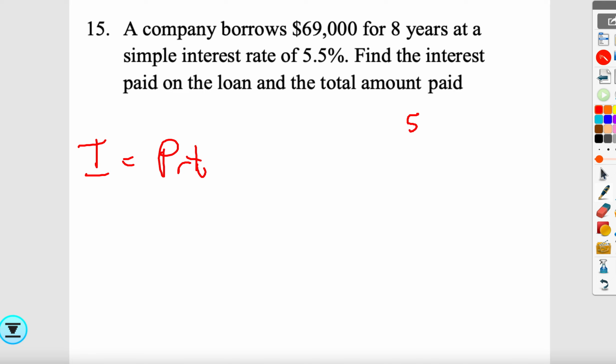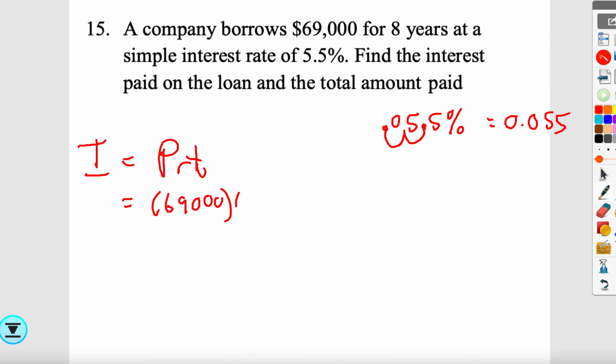The rate is 5.5%. To move a percent to a decimal, if there's a decimal in the percent, you move that decimal point twice to the left instead of using the percent symbol. So then this equals 0.055. So now let's plug it in. The principal is the amount they borrow, which is $69,000. The rate is 0.055, and the T has to be in years, which it already is, which is 8. This gives us the interest that this company is going to have to pay to borrow that amount of money.